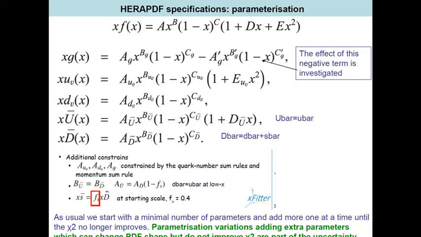And we determine the parameterization by the usual procedure of starting with a minimal number of these A x to the B, 1 minus x to the C parameters and adding extra parameters until the chi-squared no longer improves. Having got to that point, it's still the case that even without a chi-squared improvement, you can sometimes get a change in shape. And so we persist a little bit further than where the chi-squared is saturated, and we look at parameterization variations from adding a small number of extra parameters, which slightly change PDF shape.